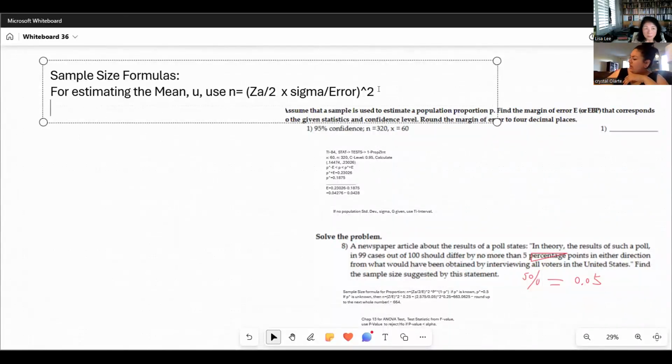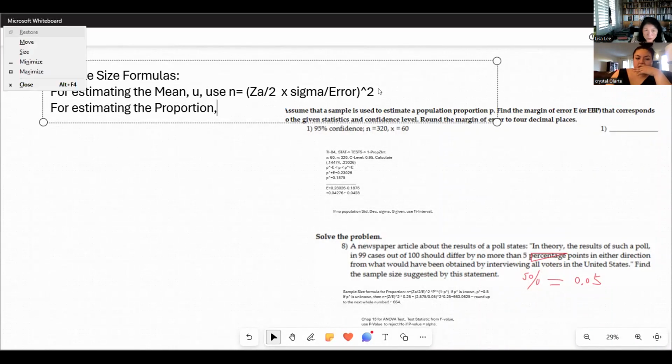Good. Then for estimating the population proportion, right? Proportion. If the problem mentions percent, everywhere percent, then it's a proportion. So for a proportion problem, we use the notation of small p to estimate the population proportion p. Then use a sample size.